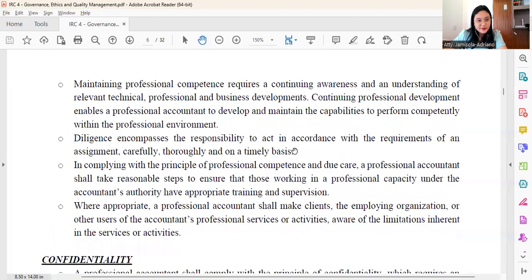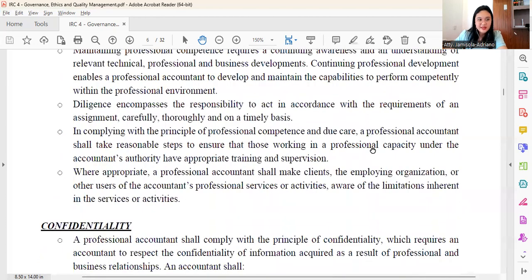Diligence encompasses the responsibility to act in accordance with the requirements of an assignment carefully, thoroughly, and on a timely basis. So it's like you being a diligent student. You have to comply with the requirements of your assignment carefully, thoroughly, and on a timely basis.